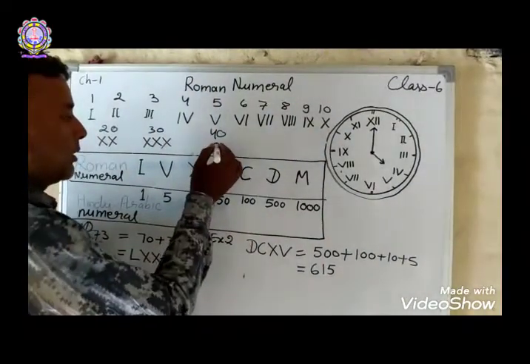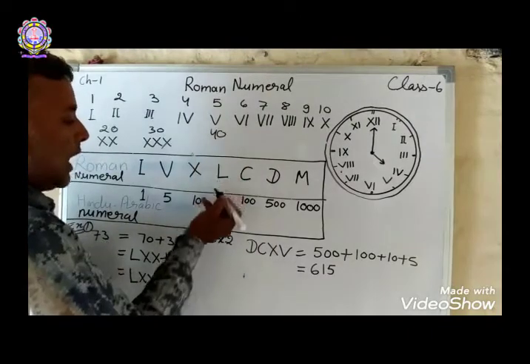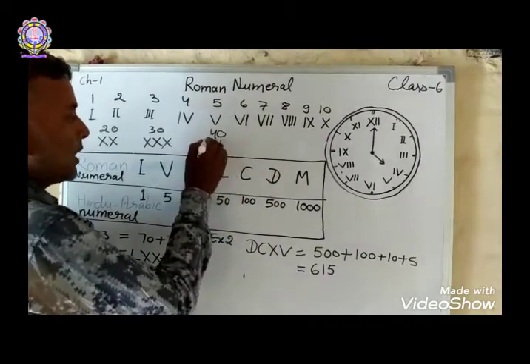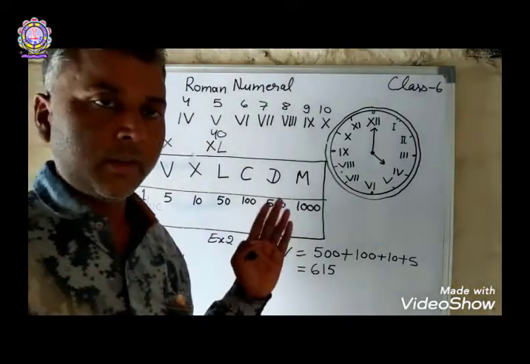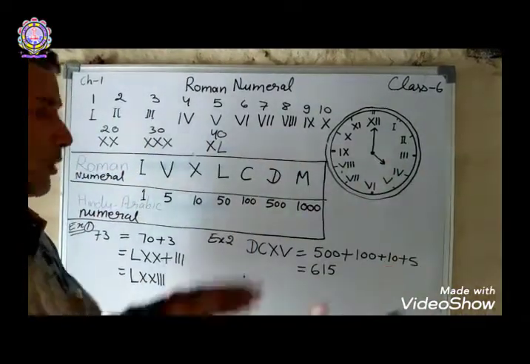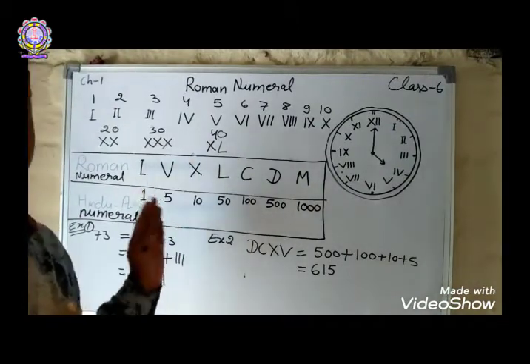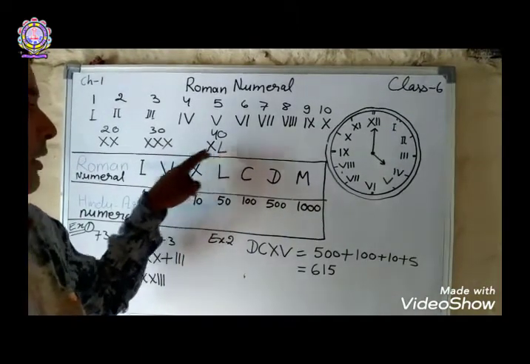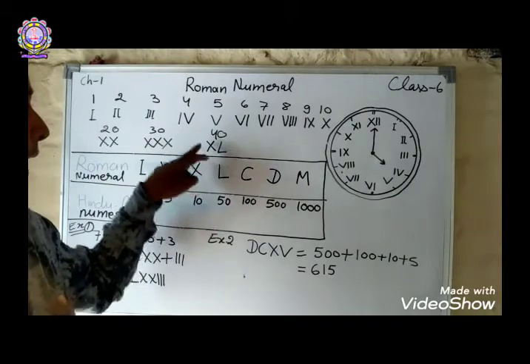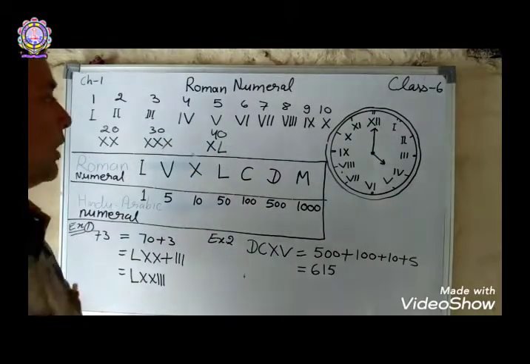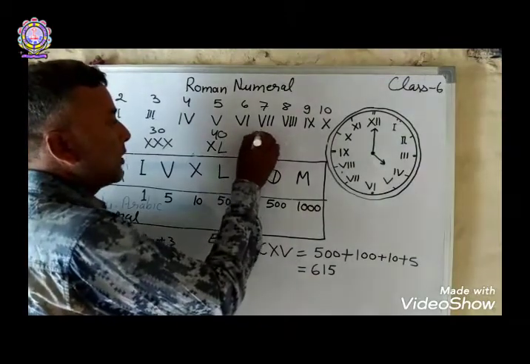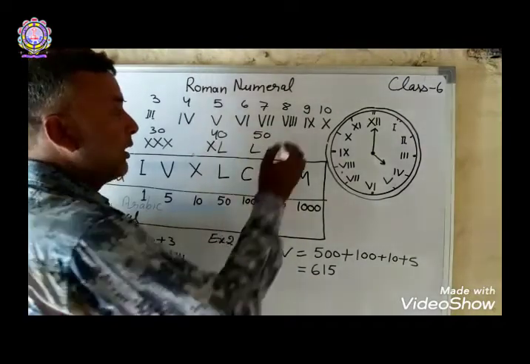So how do we write it? We use L, 50, and subtract 10. When we write a smaller value numeral to the left of a greater value numeral, we subtract it. L is greater than X; L is 50, X is 10. So 10 subtracted from 50, we get 40. And 50, you already know, that is L.